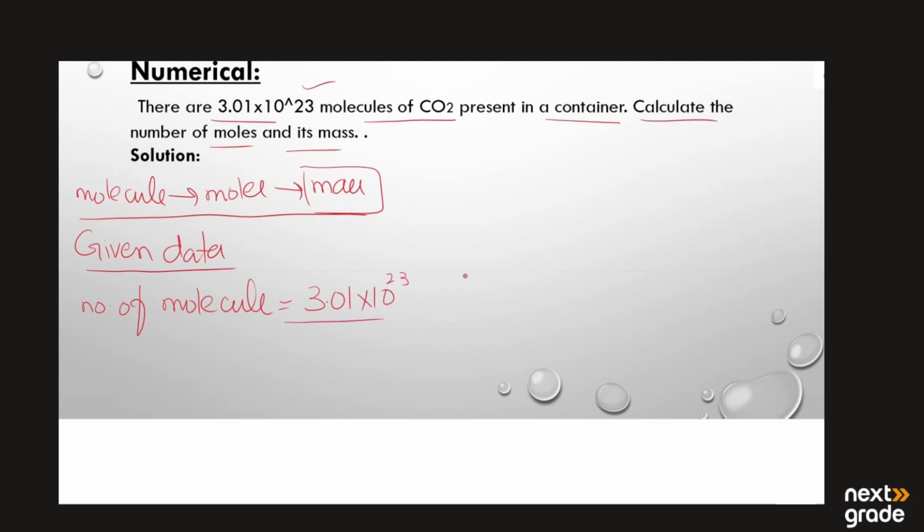These are the number of molecules. Next we will find the molar mass of carbon dioxide. How can we find the molar mass of carbon dioxide? The carbon, its mass number is 12, plus oxygen 16 multiplied by 2. We will get 12 plus 32. So we have 44 atomic mass unit for the carbon dioxide. Carbon dioxide, its molar mass is 44 atomic mass unit.